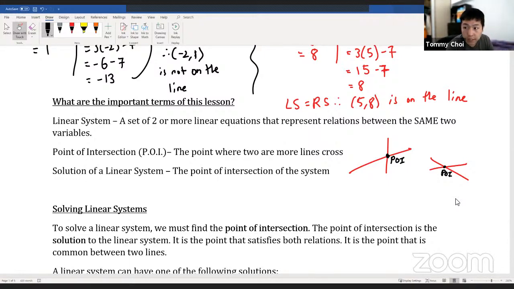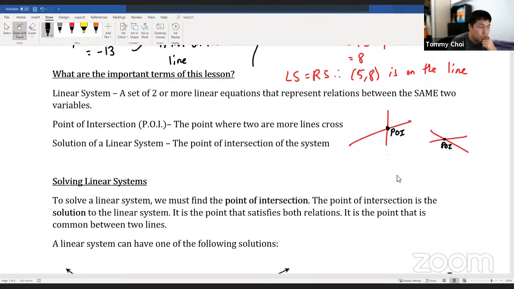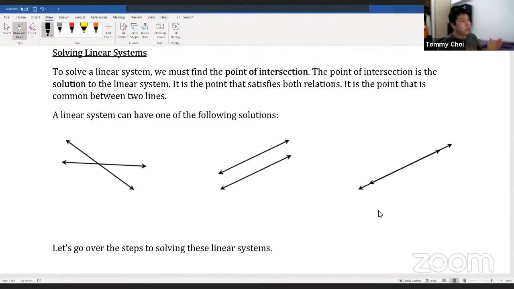So when I'm asking you to solve the linear system, you are finding the point of intersection. It's just another way to say solution. So let's take a look at this lesson here. To solve linear systems, we need to find the point of intersection. That's the goal, right? So if I ever ask you, once again, please solve this linear system, you're finding the point of intersection, where the two lines meet. The point of intersection is the solution to the linear system. It is the point that satisfies both relations. So the point that is common between the two lines.